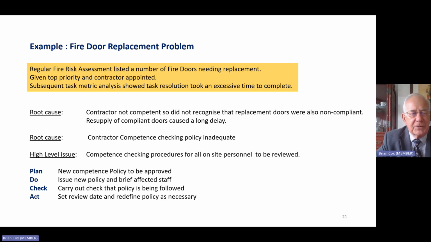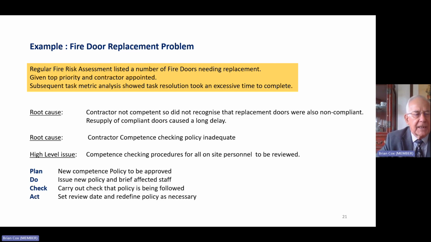So we looked at the root cause. We find the contractor was not competent, because he didn't recognise that the replacement doors he ordered were also non-compliant. The resupply of a second lot of doors, which were compliant with the regulations, caused a long delay. So the root cause was the contractor competence checking policy proved inadequate, and the high-level issue is that competence checking procedures for all on-site personnel need to be reviewed.